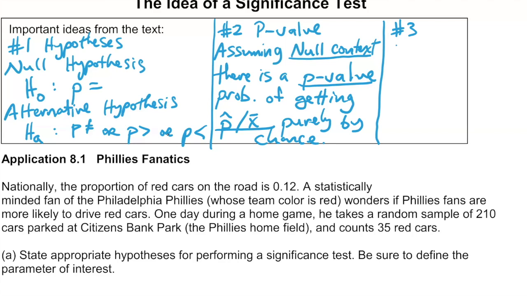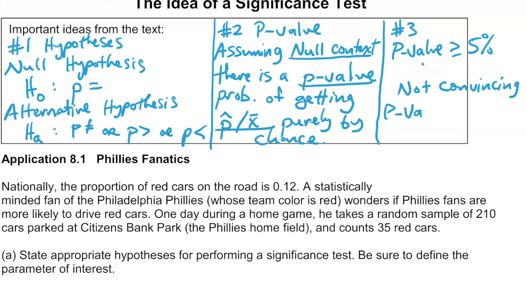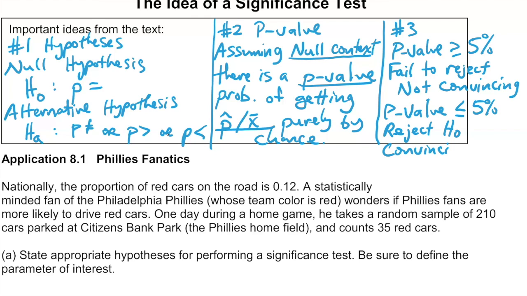Number 3, if the p-value is greater than or equal to 5%, remember 5% is our standard for rareness, we're going to fail to reject. But if the p-value is smaller than 5%, then we reject the null. And this then becomes convincing statistical evidence.